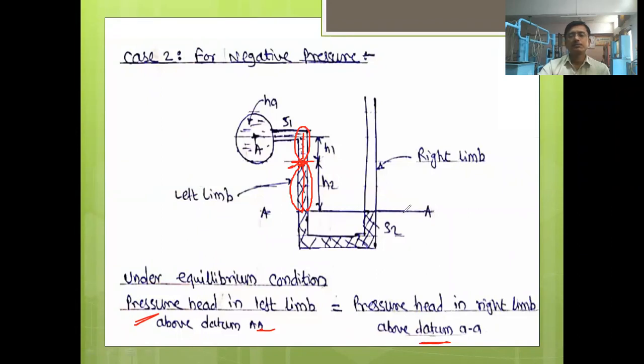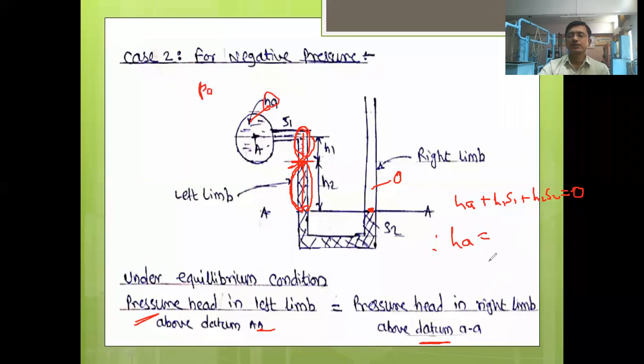So what are the pressure heads in the left limb? First, hA, plus the pressure head because of this column, so we can write here H1S1, plus H2S2. It must be equal to the pressure head in the right limb above the datum. What is the pressure above it? Atmospheric pressure, and here we are considering atmospheric pressure as 0, so we can write here 0, right? We are interested in finding HA and PA.